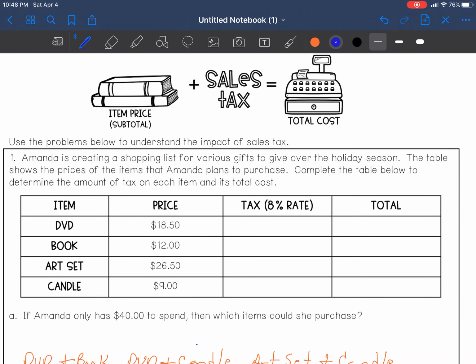It says, Amanda is creating a shopping list for various gifts to give over the holiday season. The table shows prices of the items that Amanda plans to purchase. Complete the table below to determine the amount of tax on each item and its total cost. So it's pretty simple, guys. All we're going to do is multiply our original price by our tax.